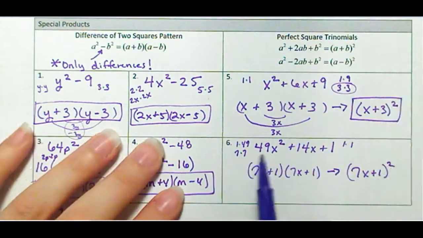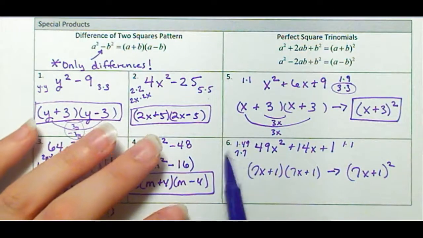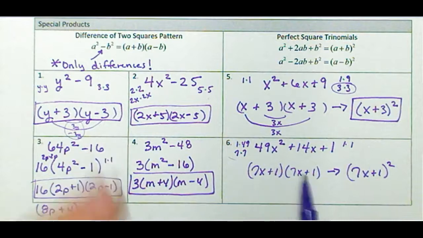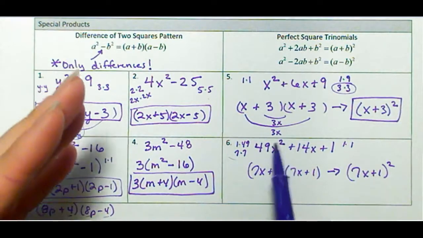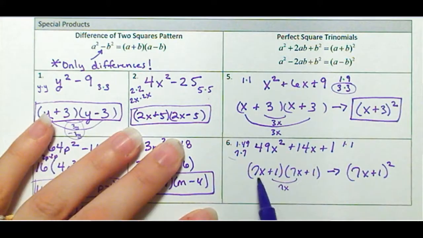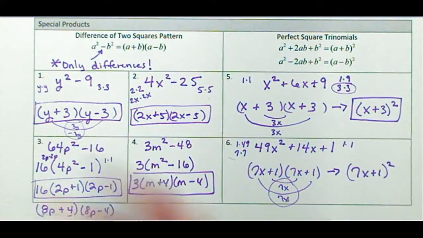Alright, so this number looked a little intimidating, I'm sure, but 49 is a perfect square. So you really want to start with the 7x and the 7x, and then 1 is just 1 times 1. 7x times 7x is 49x squared. 1 times 1 is 1. And then underneath here we have 7x plus 7x, which adds up to 14x. Again, we would write our final answer as 7x plus 1 to the second power because these are the exact same factor. Okay? Alright, so that's the end of this video.